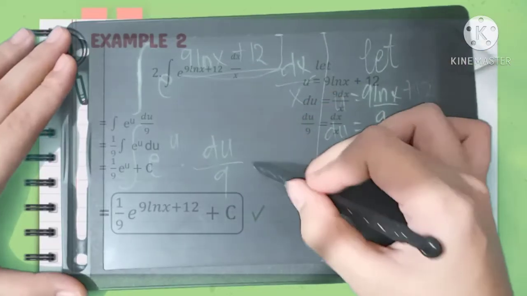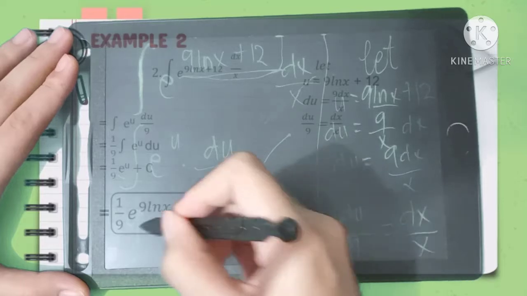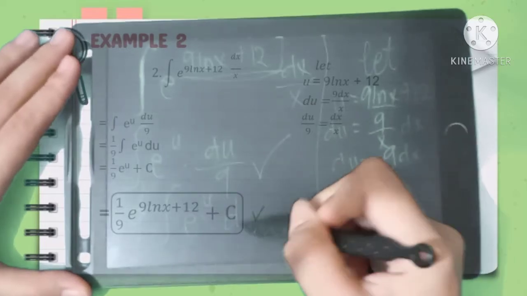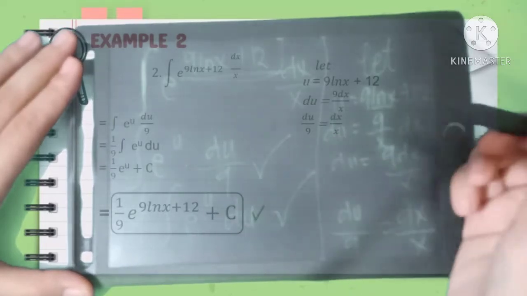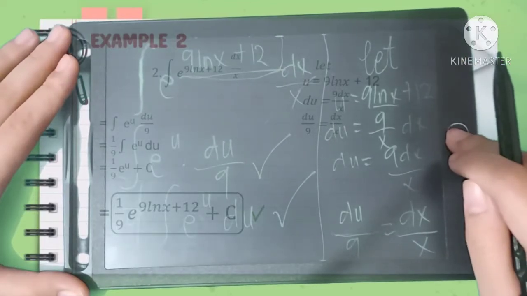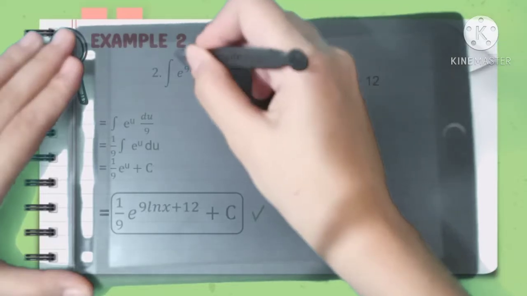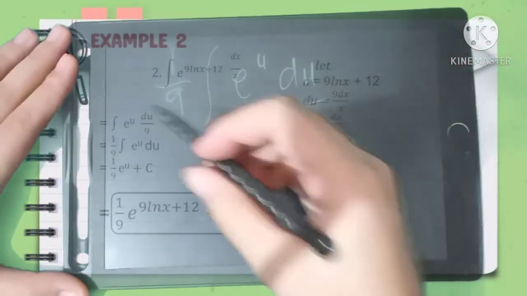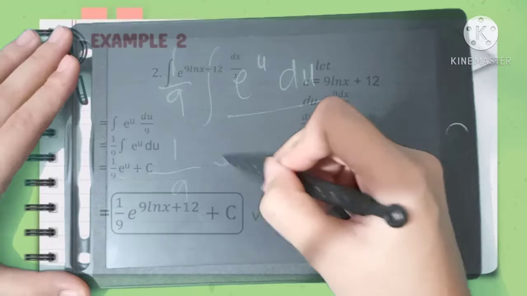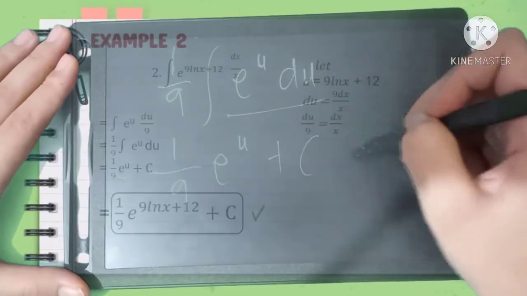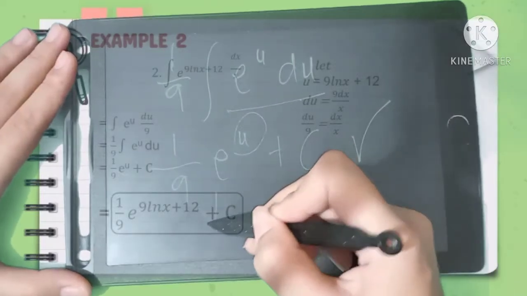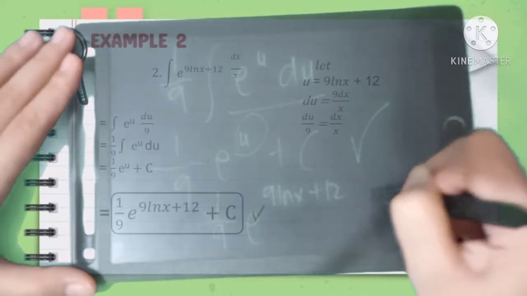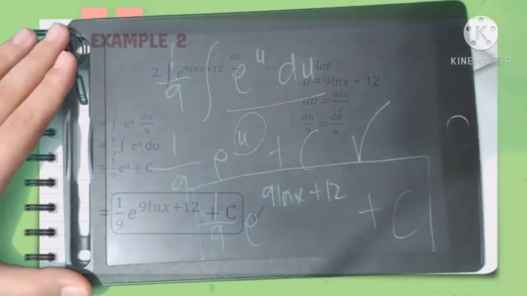So, next, ilipat natin yung constant sa labas. So, that would be 1 over 9, the integration of e^u du. So, again, eto, alam na natin yan, ang integral niya is, ulit, i-rewrite natin. So, that would be e^u du, right? So, ang integration niya is 1 over 9 e^u plus c. That would be the answer, but i-substitute natin, okay? So, 1 over 9 e, anong u natin? Diba? 9 ln x plus 12 plus c. So, that would be our final answer.